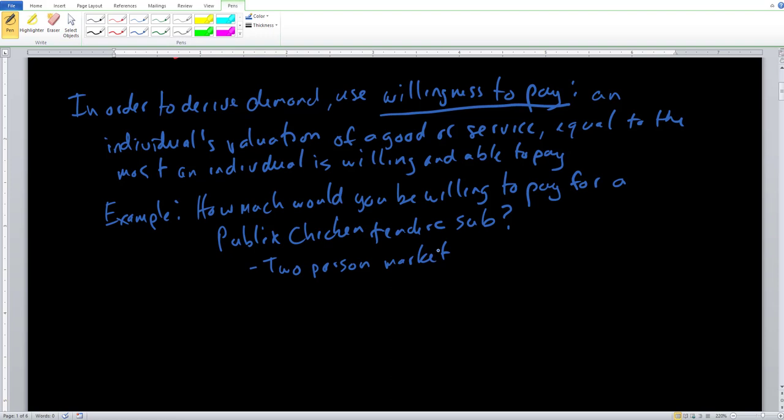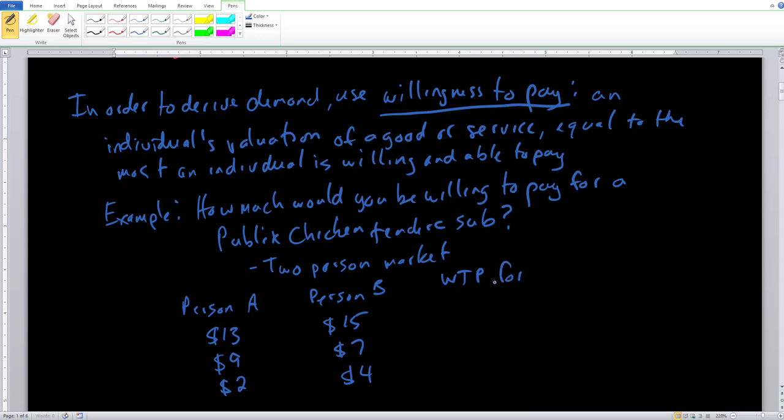In terms of this two-person market, I can give you these particular numbers for person A and person B, and then we can derive our demand curve. For person A, I'll give you these numbers: 13, 9, and then 2. And then we have person B: 15, $7, and then $4. And then we have the willingness to pay for each of these subs. WTP is just shorthand for willingness to pay for their first sub, their second sub, and then their third sub. So what exactly do these numbers tell us?